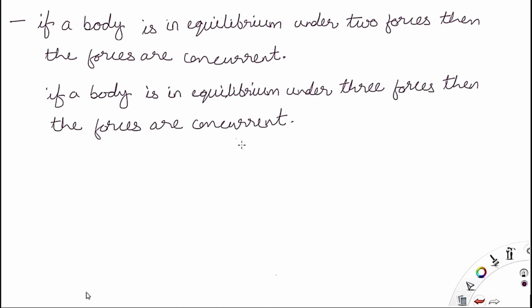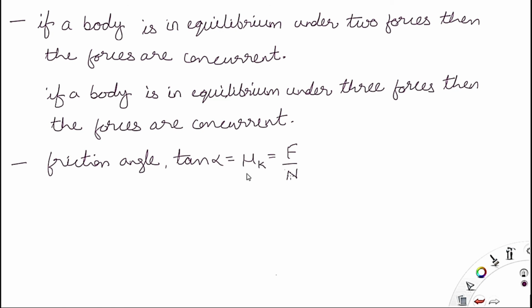Now the friction angle alpha is given by tan alpha equal to the coefficient of friction. Here F is the load or force, and N is the normal reaction. This is the weight W or force mg or ma, and the friction angle alpha is obtained from tan alpha equal to the kinetic coefficient of friction, which is equal to F by N. F is the frictional force and N is the normal reaction.